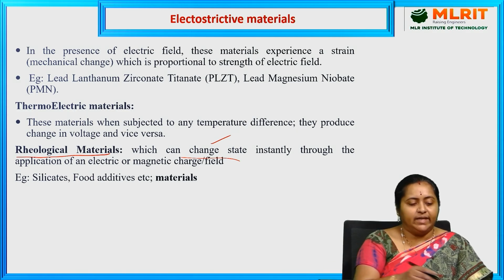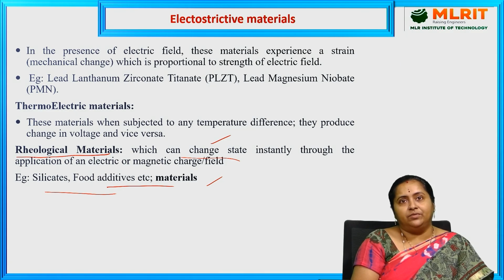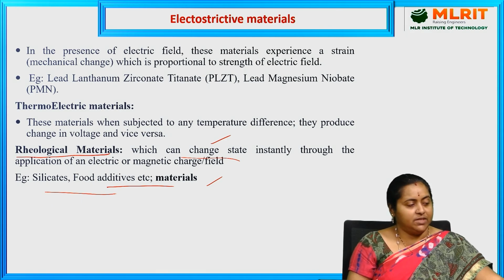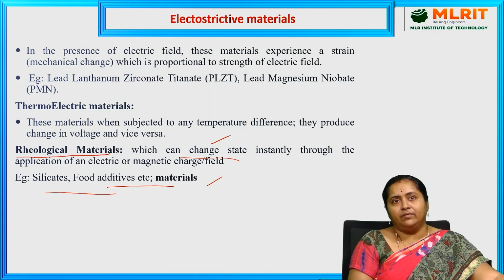Example, silicates and some kinds of food additives. At room temperature, they will be like solids. After adding that food additive to food that is on a boiling or cooking process, it will convert into a liquid so that it is able to impart some kind of color. So when it is subjected to some amount of temperature, and in a similar manner when applied to an electric field or magnetic field or any other type of field, then immediately it is able to change its physical state.